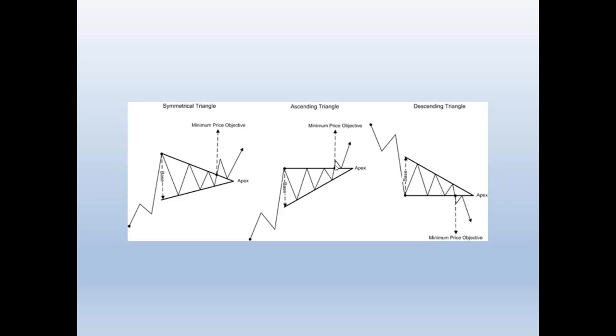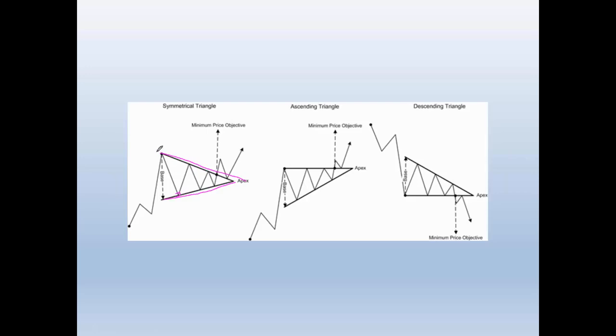So triangles. A symmetrical triangle is a triangle that basically has, let me pull out the pen tool, lower highs and higher lows in it. So it has a higher low right here, lower high, higher low, lower high, higher low, and then you finally get the breakout. How do you draw triangles, guys? It's the same thing. You pull out your trend line tool and do the same thing: 1, 2, run it through, 1, 2, run it through.